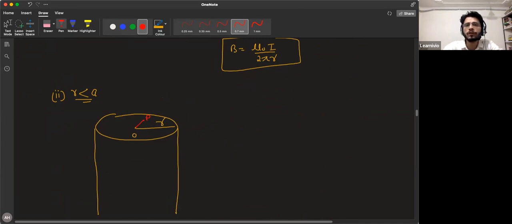So what was the first step, Saifullah? Consider a circular Amperian loop of radius... oh, sorry, the radius of the cylinder was not R, the radius of the cylinder is A. So will the Amperian loop be inside the cylinder or outside the cylinder, Saifullah? Inside. So this is the Amperian loop. What is the radius of the Amperian loop? It's R.